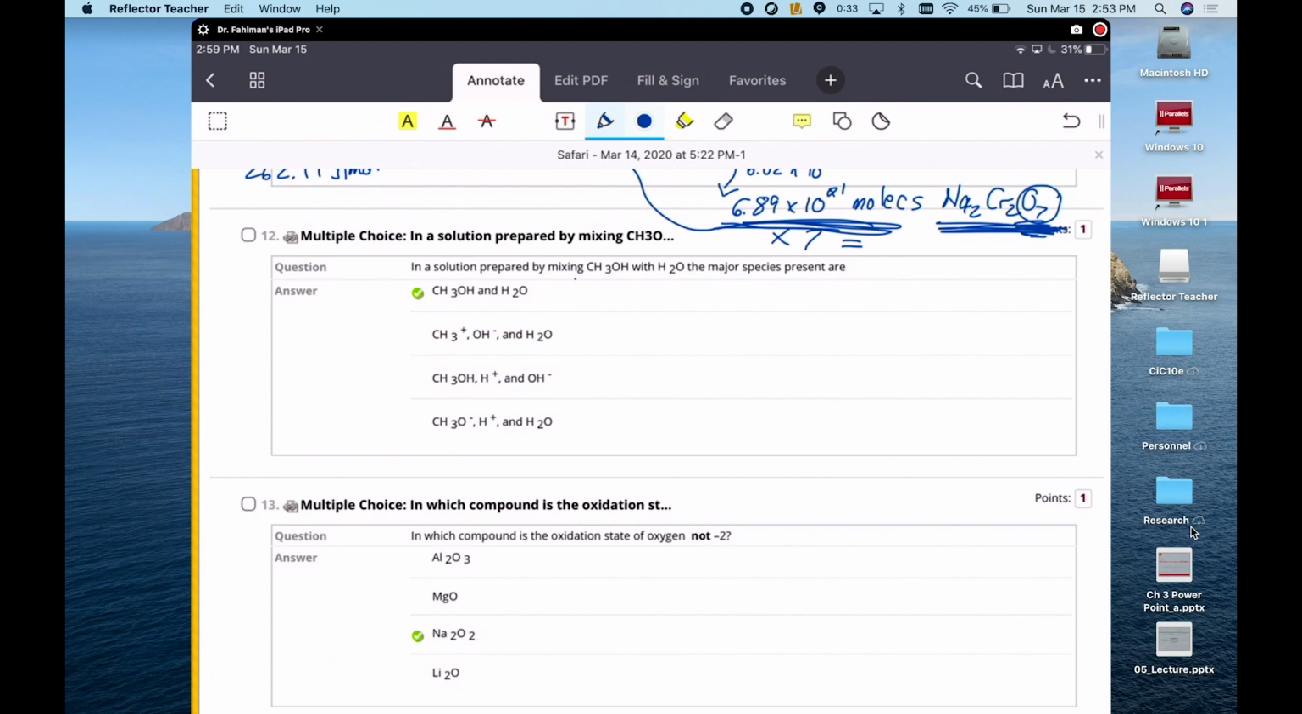Okay, so this question is no calculation, finally. We're mixing methanol and water, and so this is recognizing that it is a non-electrolyte. So 0% dissociation, so it's going to stay intact, as well as water. It's not going to break apart into ions. Water isn't either. So both of these will remain intact.